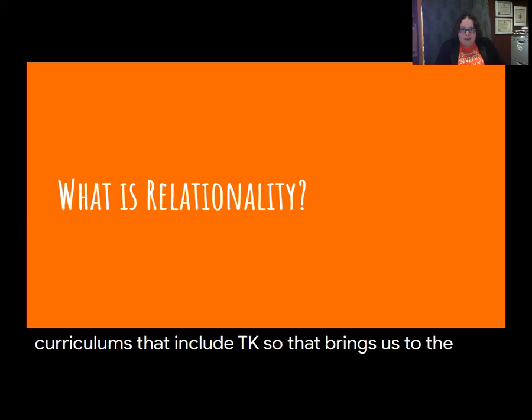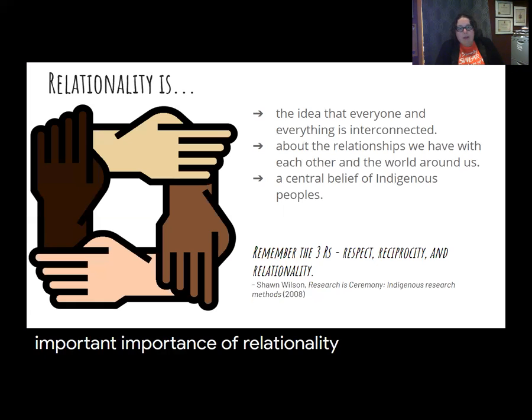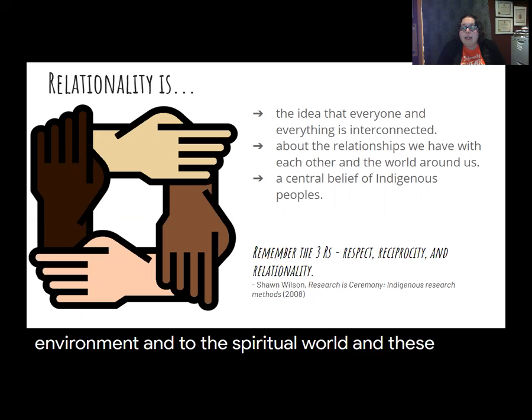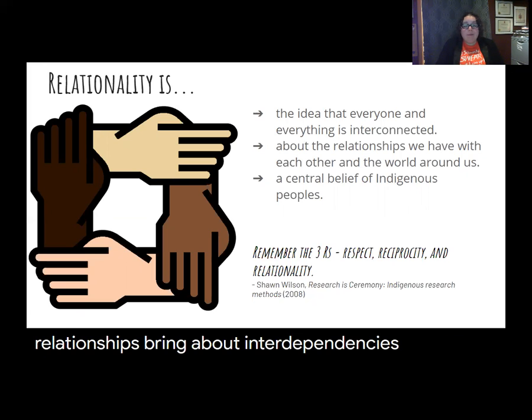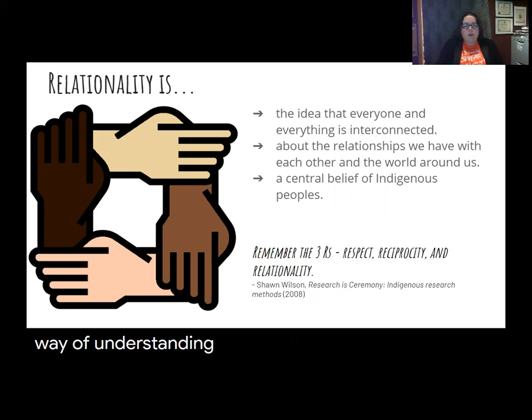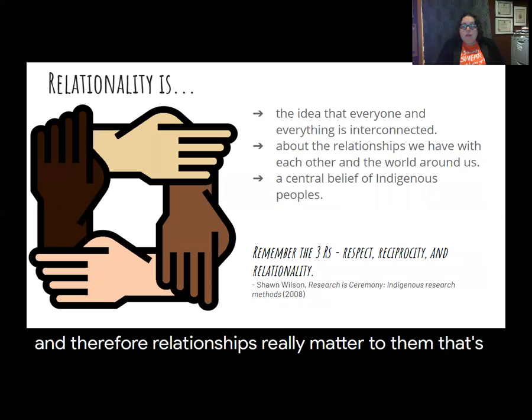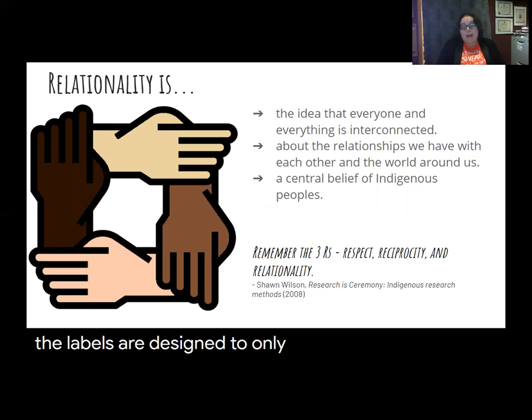So that brings us to the importance of relationality. This is the concept that we are all related to each other, to the natural environment, and to the spiritual world. And these relationships bring about interdependencies. It's a core way of understanding the world for Indigenous peoples, and therefore relationships really matter to them. That's one of the foundational ideas of the TK labels, because the labels are designed to only be applied by Indigenous communities. Any researcher or faculty member wanting to use a community's TK needs to form a relationship with that community in order to build and apply the applicable labels.